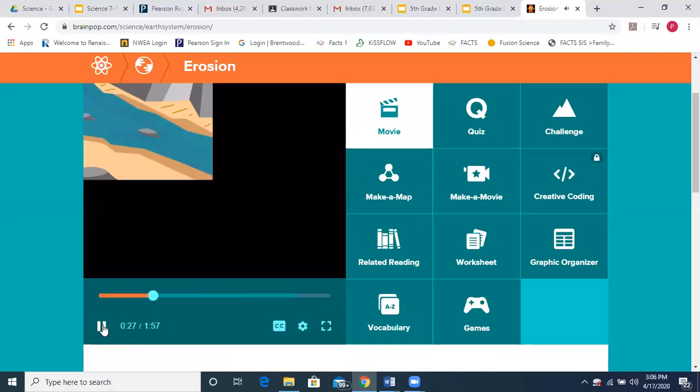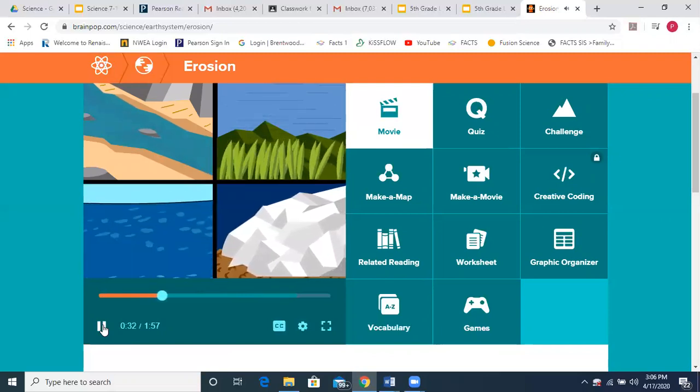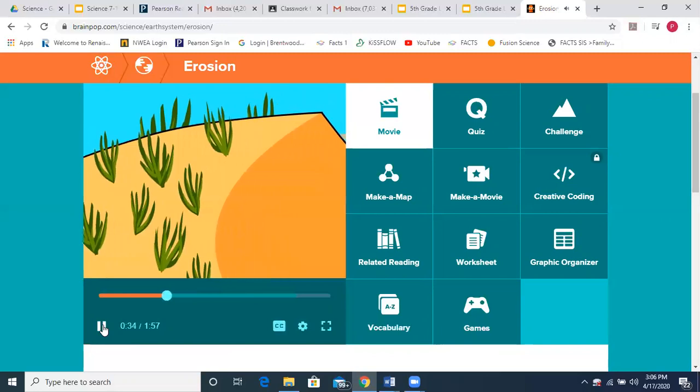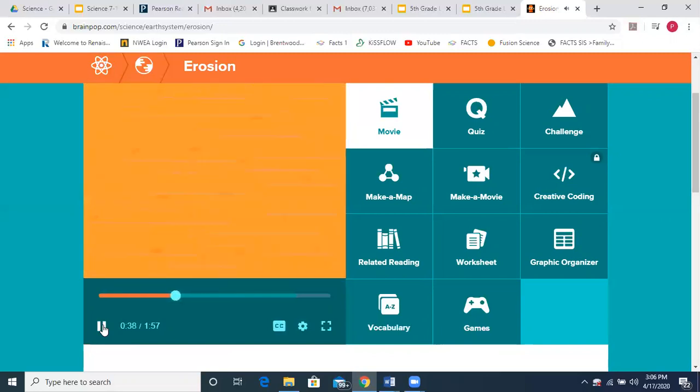Erosion happens when running water, wind, waves, or glaciers pick up stuff like dirt and rocks from Earth's surface and move them around. Plant roots hold sand or soil together against the effects of wind and water. When they're not there, erosion goes nuts.